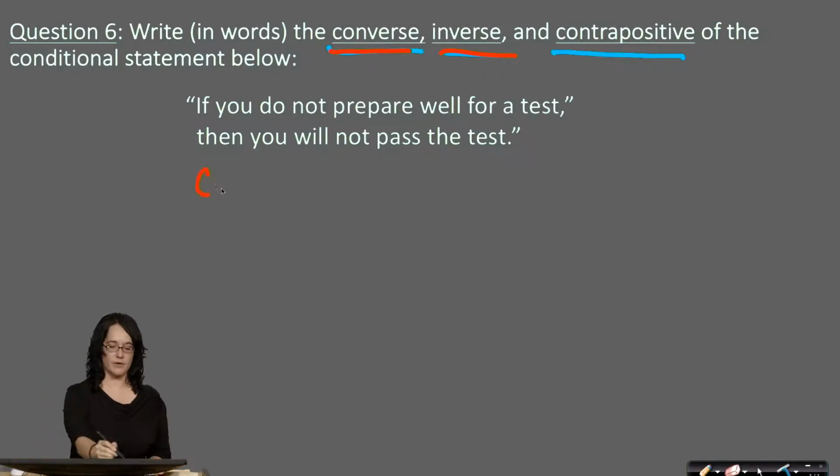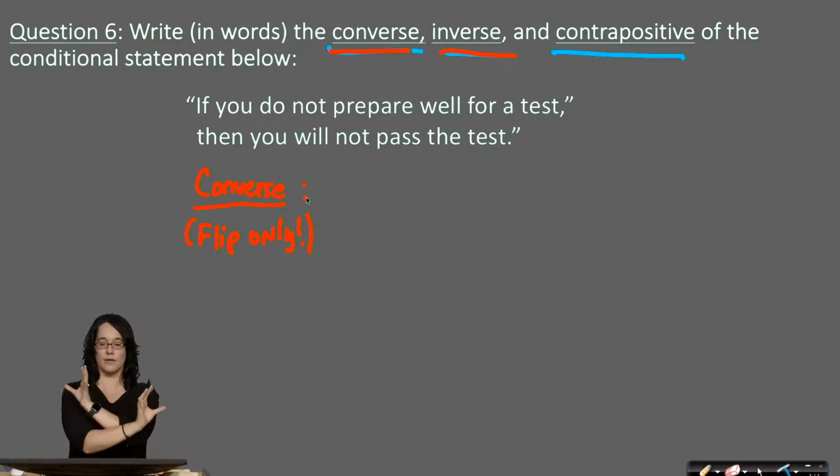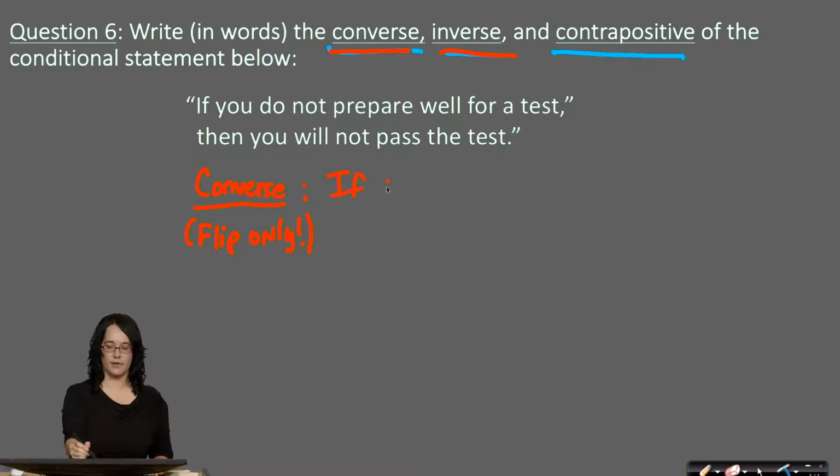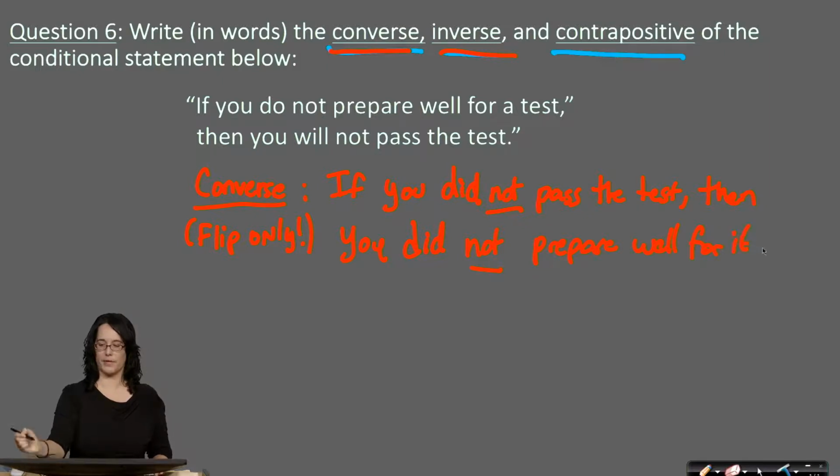So let's talk about the converse first. What did that require us to do? Flip only, right? So if we flip only, we would say, if you did not, I'm going to go past tense if you don't mind, if you did not pass the test, then you did not prepare well for it. That would be the converse. All I've done is I've flipped the original two statements, the antecedent and the consequent. Notice I did not change the original negations that we had. I kept those the same.